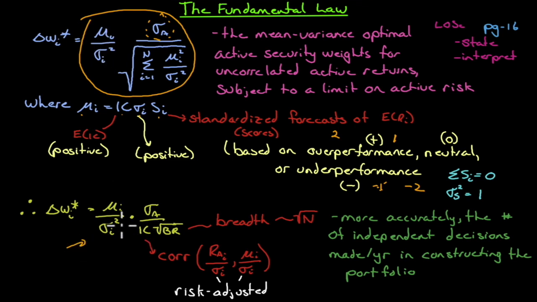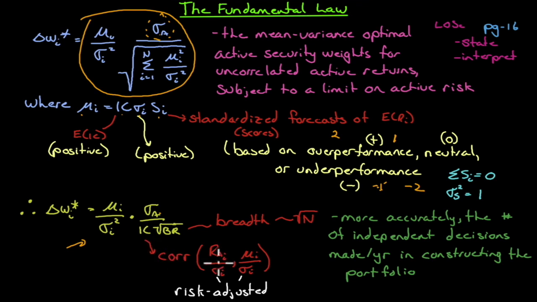So the first term we keep. All we're doing is substituting this term in here and simplifying. The algebra is a little bit more difficult. Let's just take it for what it is. So the numerator stays the same, but the denominator simplifies. IC and the square root of BR. Well, we've seen IC before. We know that's the information coefficient.